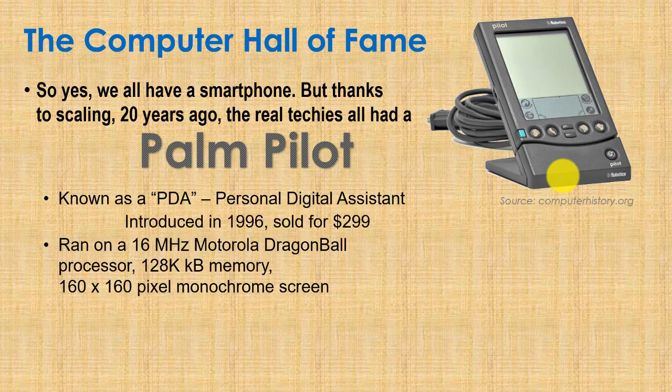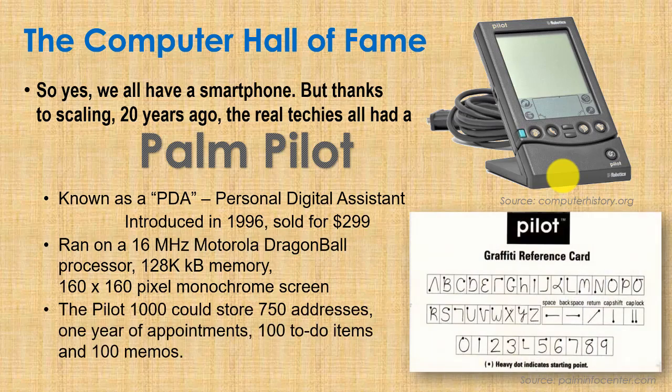Okay, it was known as a PDA. This was the type of machine, a personal digital assistant. This was introduced in 1996, again sold for $299. That's kind of a golden type of a price where people can buy things. It ran on a 16 megahertz Motorola Dragon Ball processor with 128K of memory. Okay, it had a 160 by 160 pixel monochrome screen, and the Pilot 1000 could store a whopping 750 addresses, 1 year of appointments, 100 to-do items, and 100 memos. So that was an amazing thing in those days.